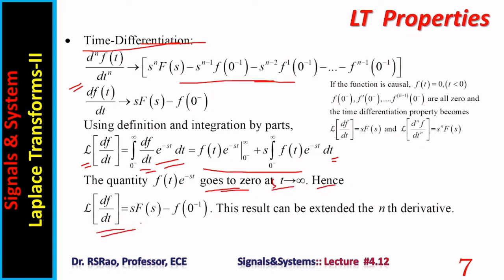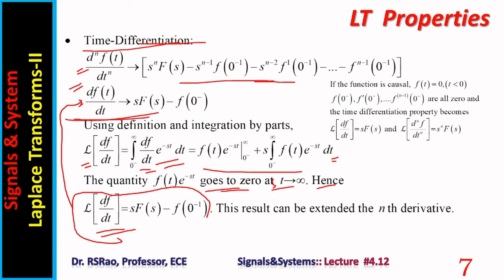Hence, we are left with Laplace transform of df by dt is equal to s F of s minus f of 0 minus, which is given as the second statement of the time differentiation theorem. The first statement is for the nth differential of f, whereas the second statement is for the first differential of f and its Laplace transform.